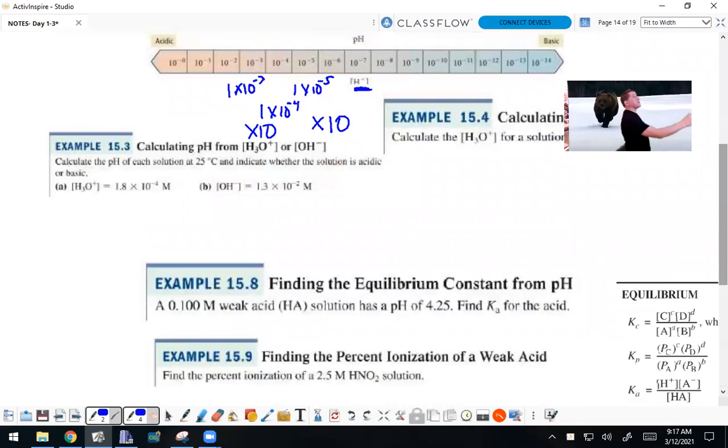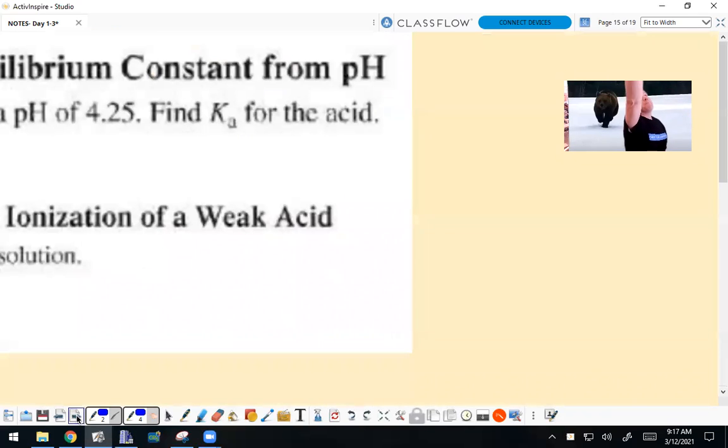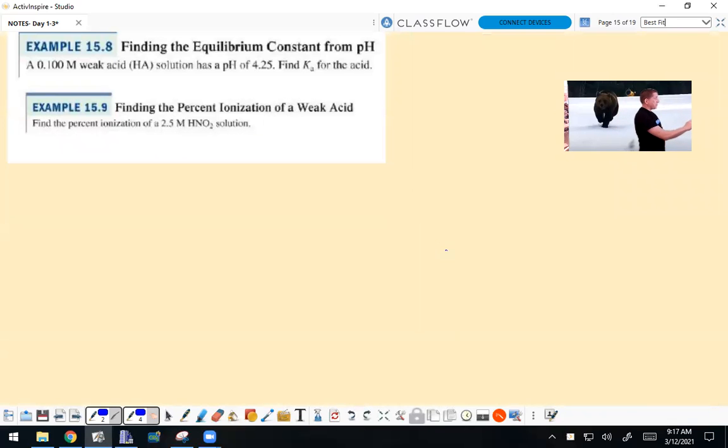All right, I already did these two yesterday. I'm going to skip those. I'm going to start right down here with finding the equilibrium constant from the pH, but I left myself a little more room on the next page. So here it goes. All right, so it is a weak acid HA. So any weak acid with a general formula of HA, H being the hydrogen ion and A being any anion.